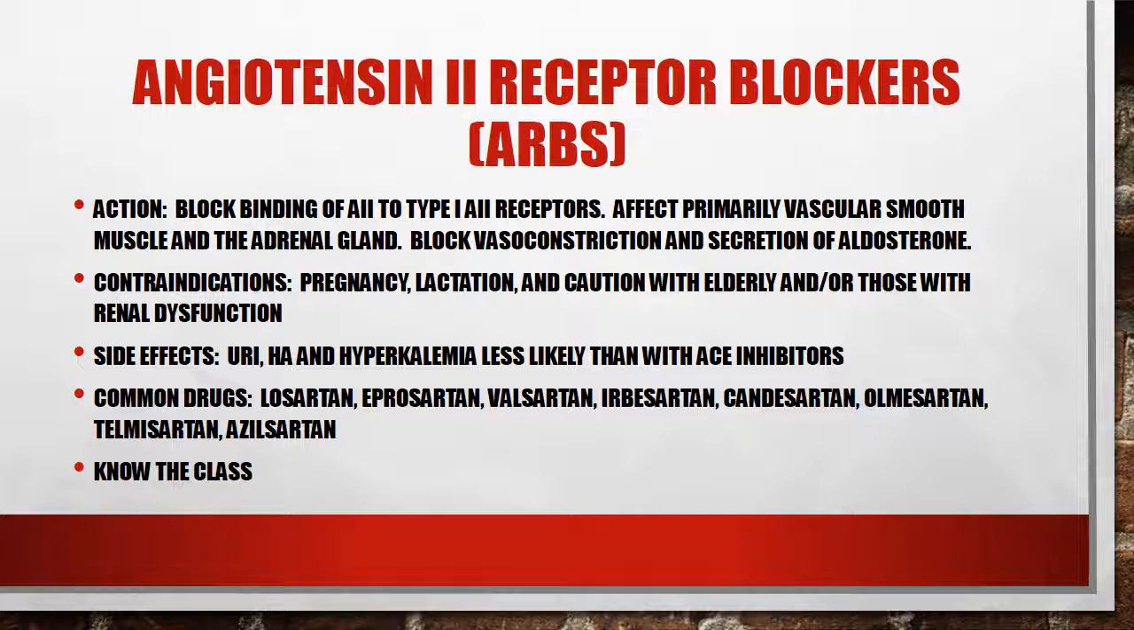Side effects, upper respiratory infection, headache, can also cause hyperkalemia, but it's not as common as it is with the ACE inhibitors. The cough and the angioedema is not a side effect. I know upper respiratory infection is, but cough and the angioedema isn't on here. So if a person has the cough and angioedema with the pril, we'll switch them over to an ARB, because clinically when they've tested them in the research, they work about the same.